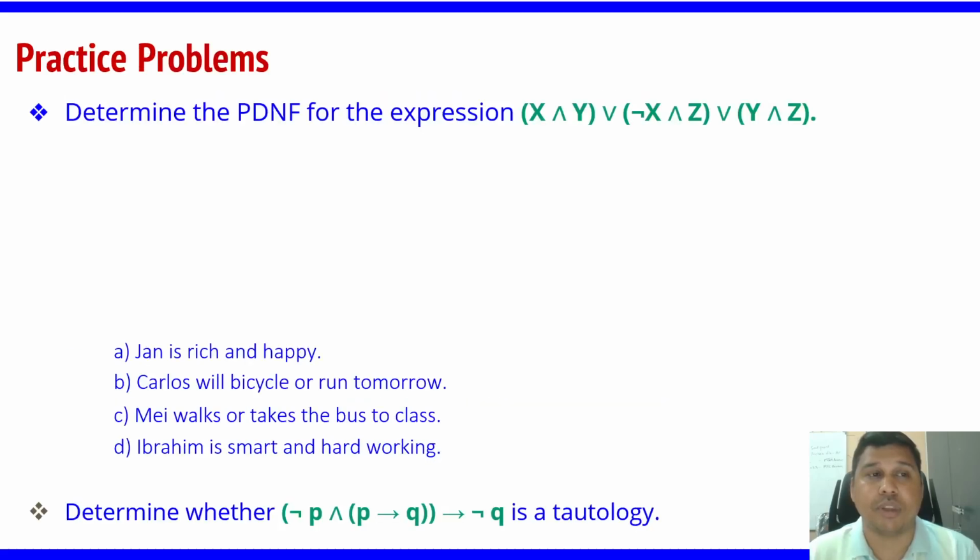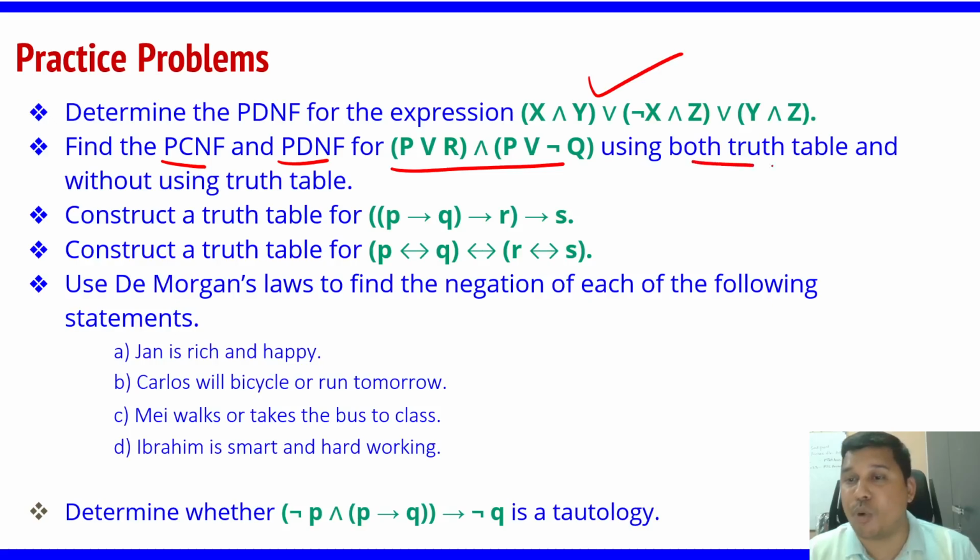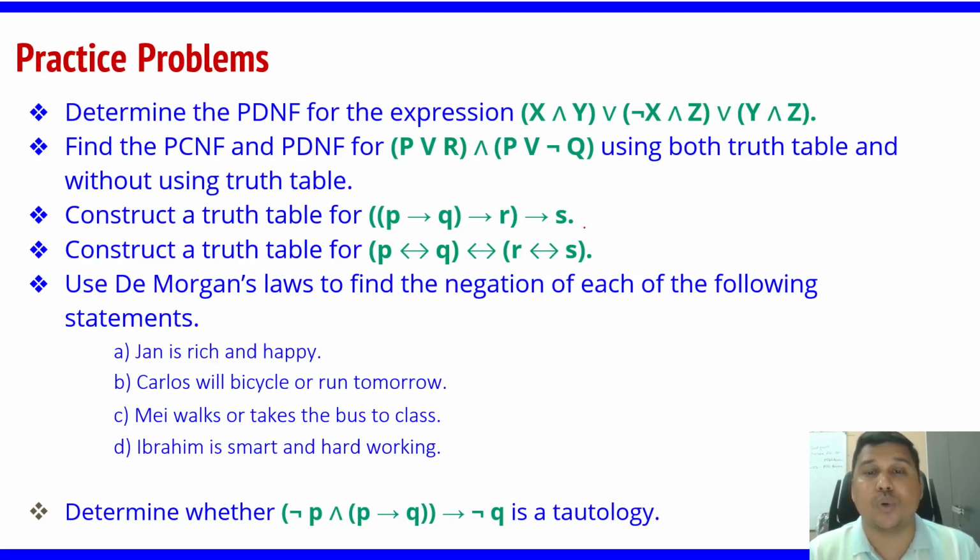Okay. So some practice problems from this unit. Determine PDNF for this expression with or without using a truth table. Determine PCNF and PDNF for this expression using both the truth table and without using the truth table. Another kind of question: construct a truth table for this expression, apply De Morgan's law to find the negation of these statements, or determine whether this expression is a tautology or not. These are some simple exercise questions which we can expect in the exam.